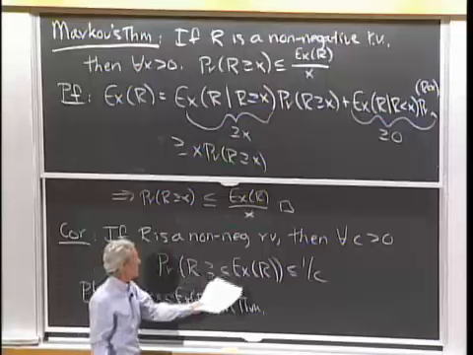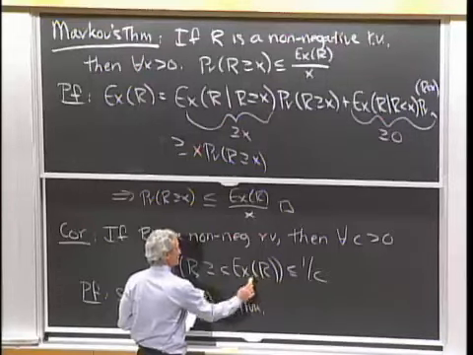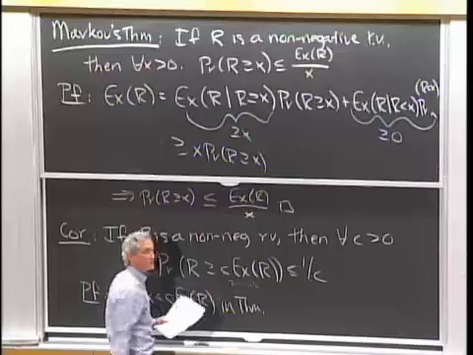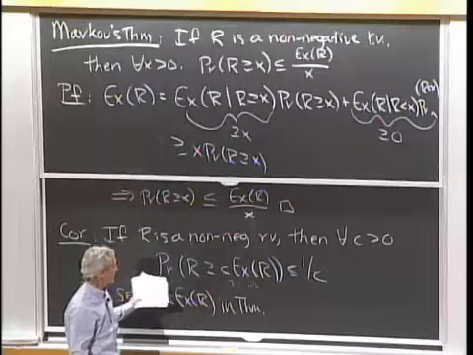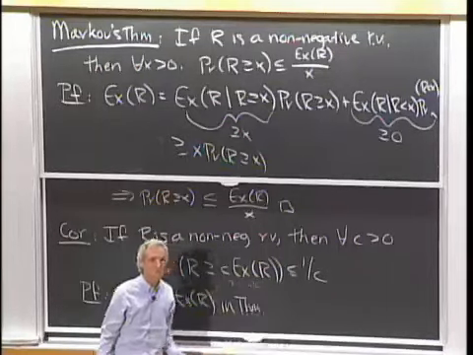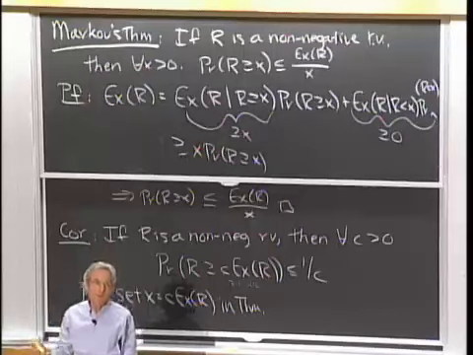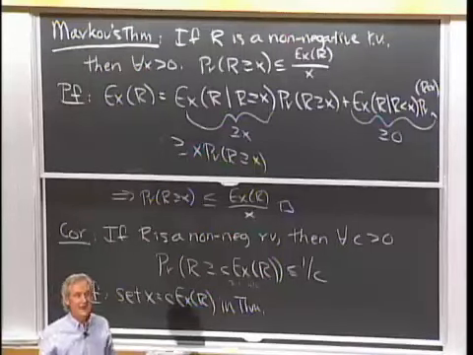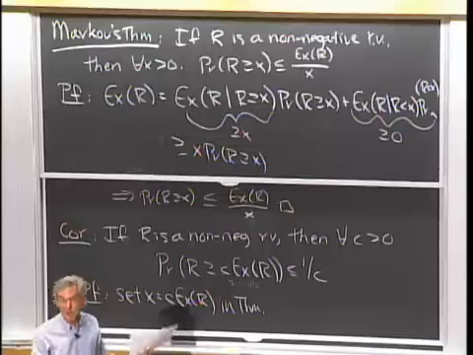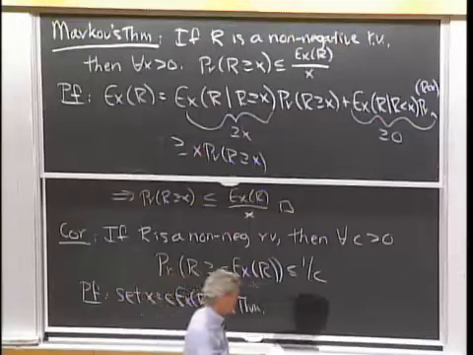The expected value is 100. 200 is twice that, so c would be 2 here. So the probability of being twice the expectation is at most a half. Now, of course, I'm using the fact that weight is never negative. That's obviously true, but it is implicitly being used here.